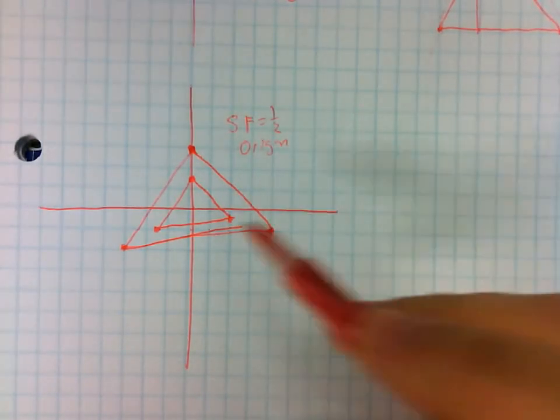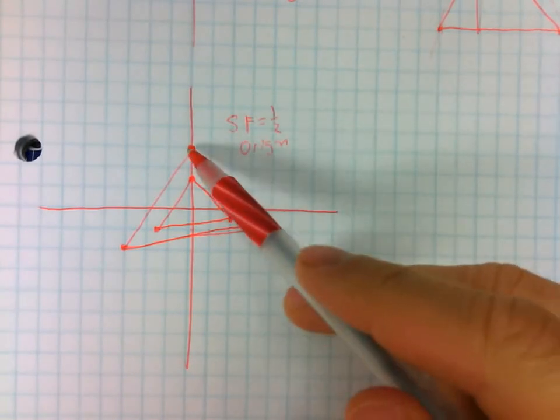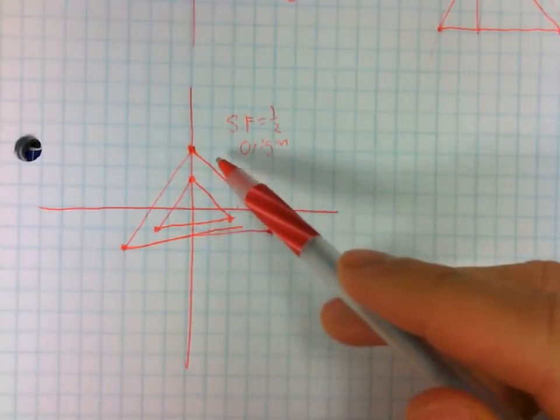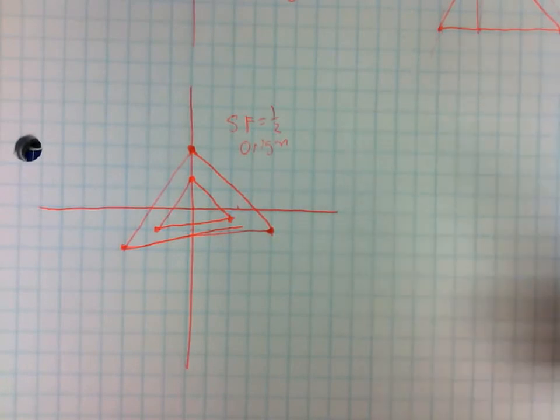All right, now again, scale factor was 1/2. When you're done, just look at it and say, okay, is this figure half as big, or all the sides half as big as the original? Yes, they are. Okay, we're good.